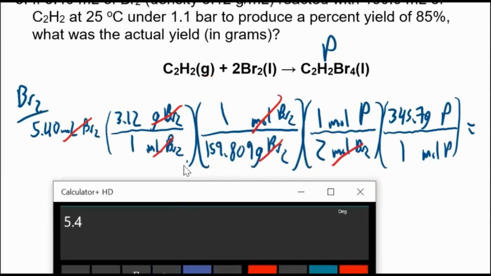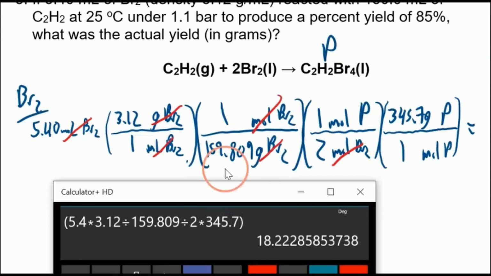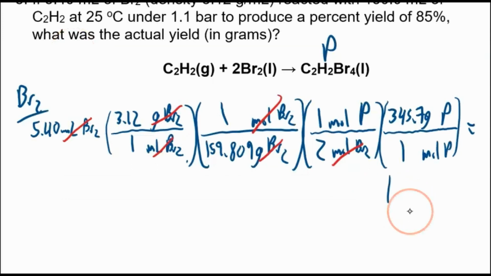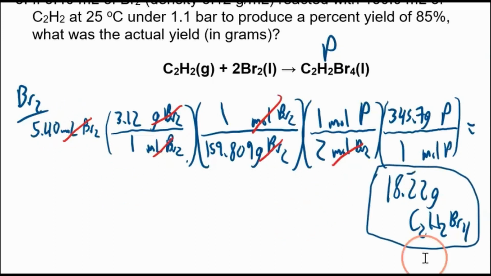Okay, now we'll plug that into our calculator. So 5.40 times 3.12 grams divided by 159.809 grams, divided by 2, times 345.7. That gives 18.22 grams of our product, which is C2H2Br4. And we have 3 sig figs here. So this is how much we would produce if the bromine reacted completely.